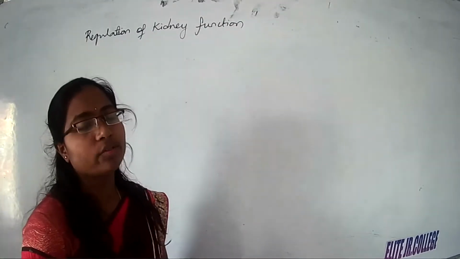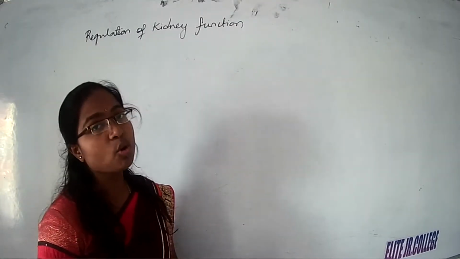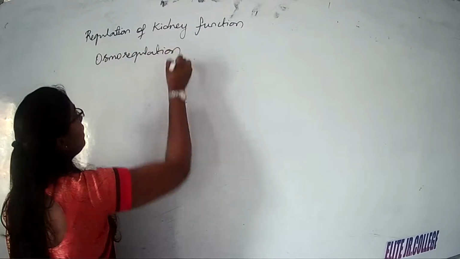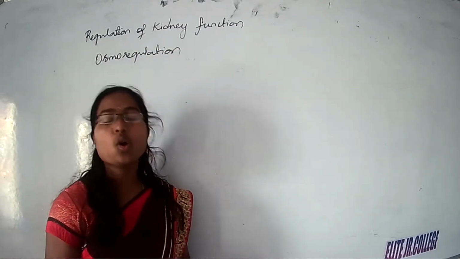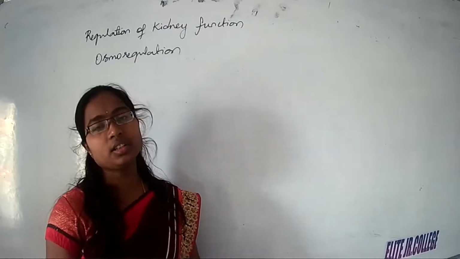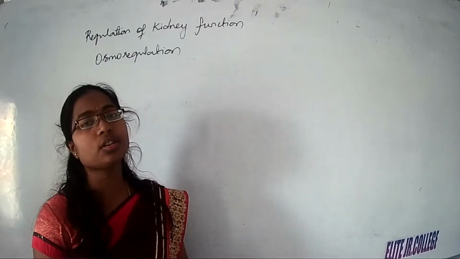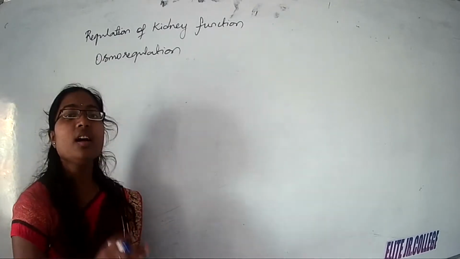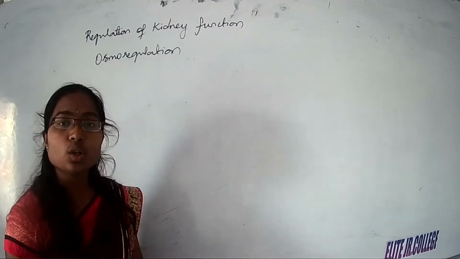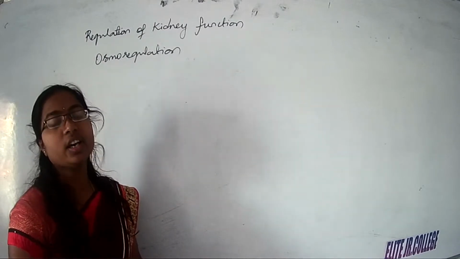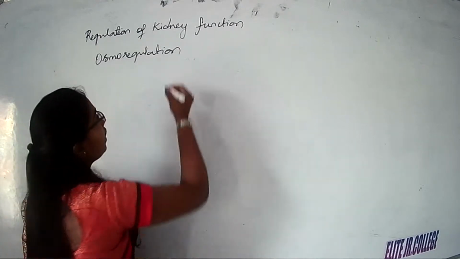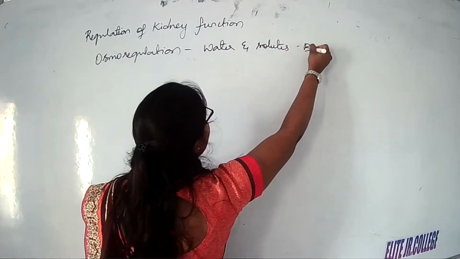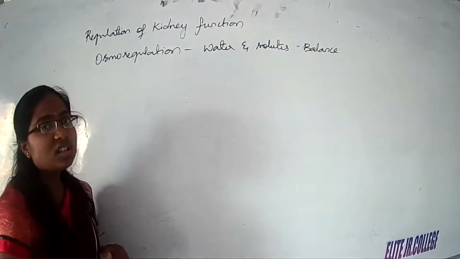The main job of the kidney is to perform osmoregulation. Osmoregulation is nothing but the maintenance of the water and solute concentration balance in the body. Water and solutes are maintained in balance in the body. That is called osmoregulation.